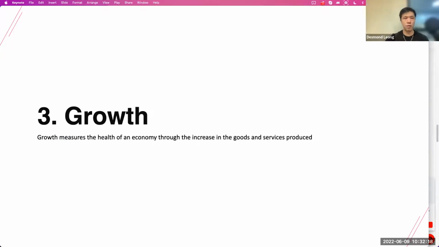One is growth. Growth measures the health of the economy through the increase in goods and services produced. The key thing you want to look out for here is GDP, gross domestic product. This measures the value of all goods and services produced within a country.